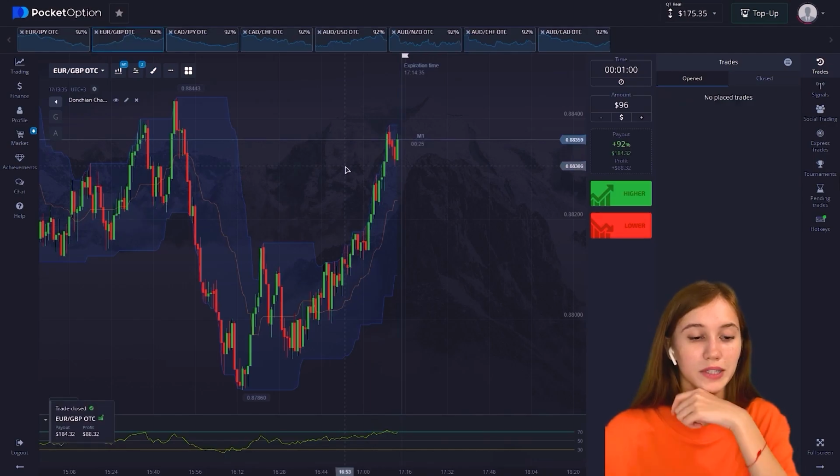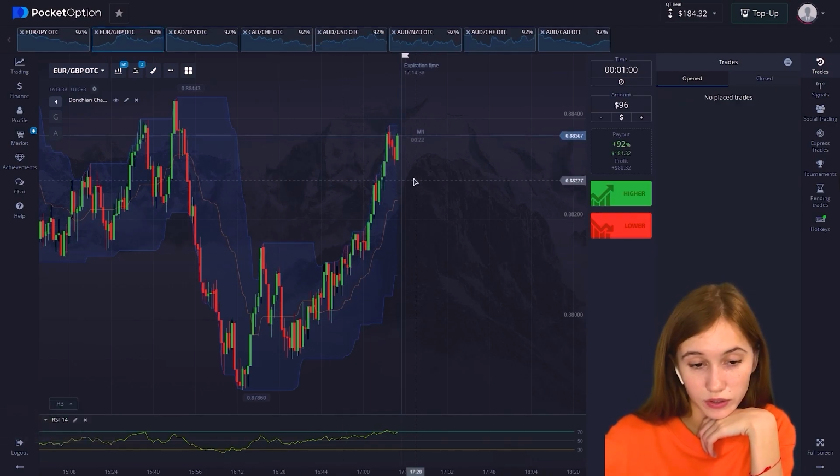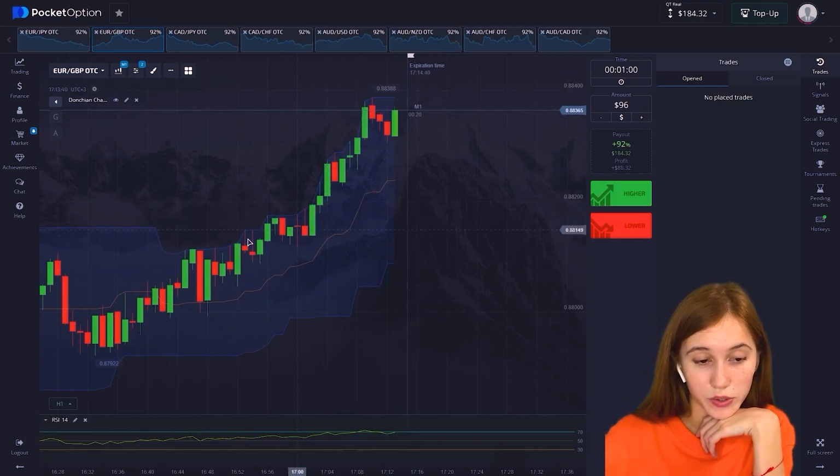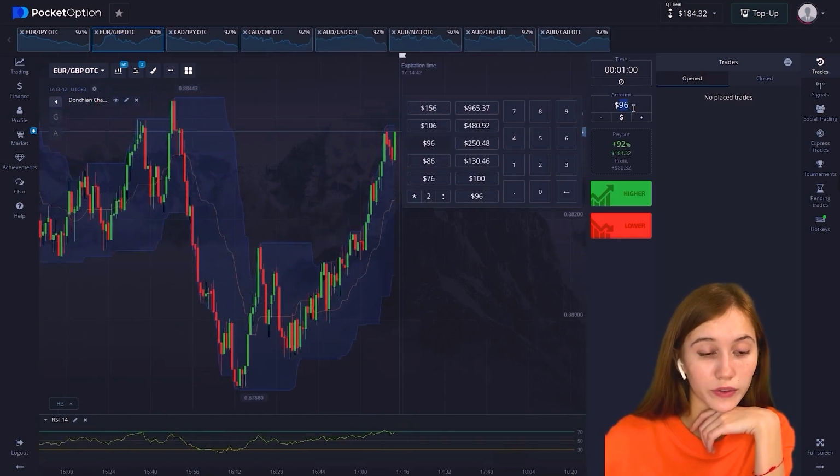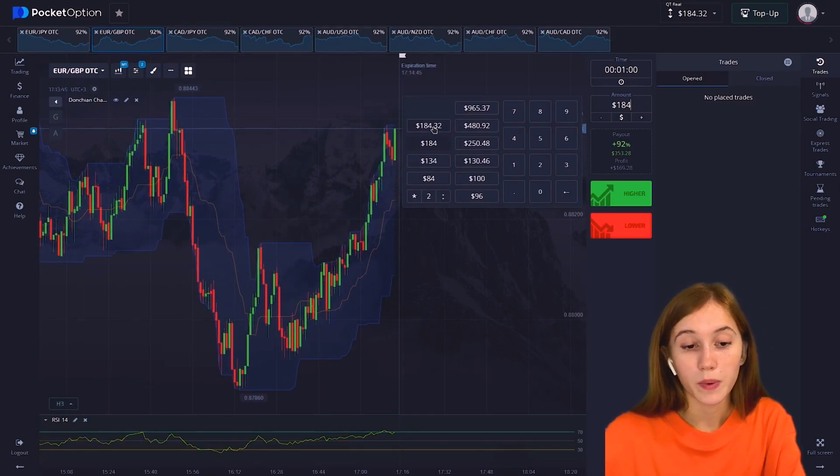Last deal, as I said, there's a reversal. Let's increase the amount on the next trade to $184. And let's move on to the next concept.